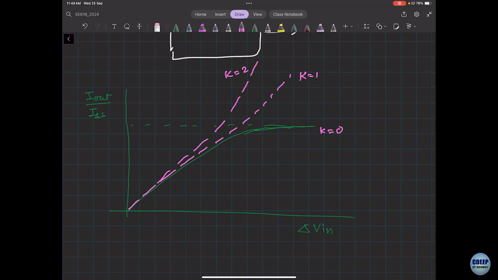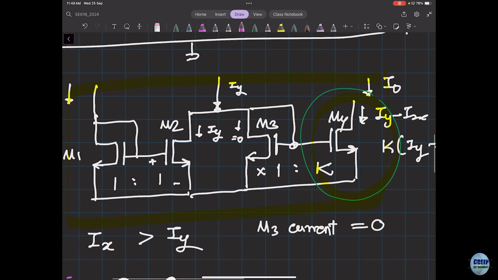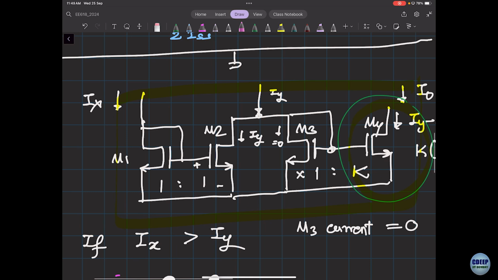Is the concept clear? Let me recap the concept one more time. What are we doing? This particular circuit, what we said is that it's a mod circuit. The mod circuit will do: if IY is greater than IX, then we will get IY minus IX times the scaling coefficient K at the output. But if IY is less than IX, then you will not get anything. The transistor M3 will be turned off.